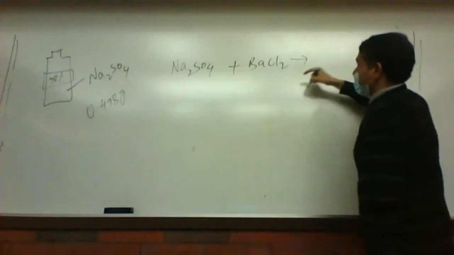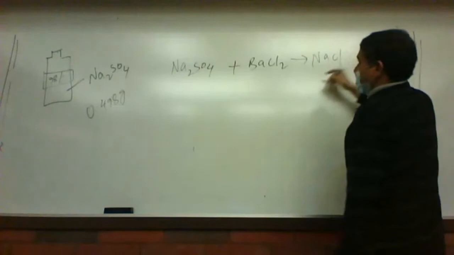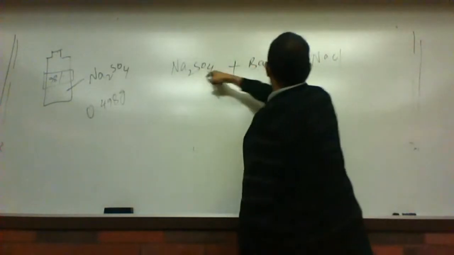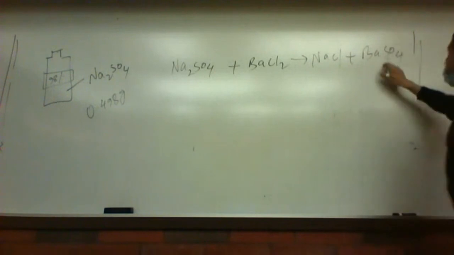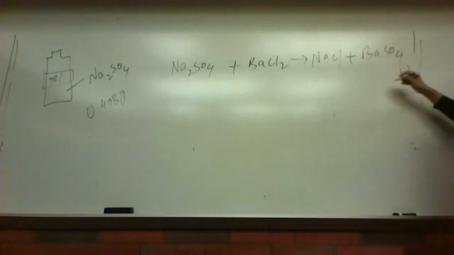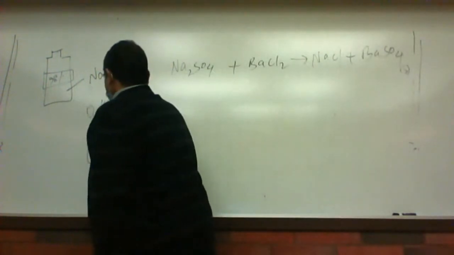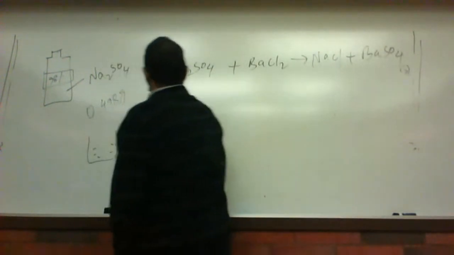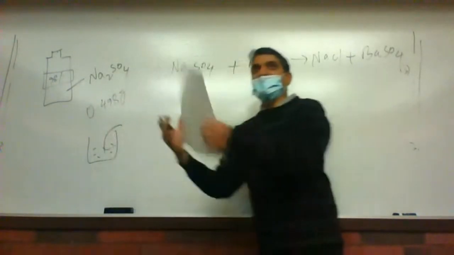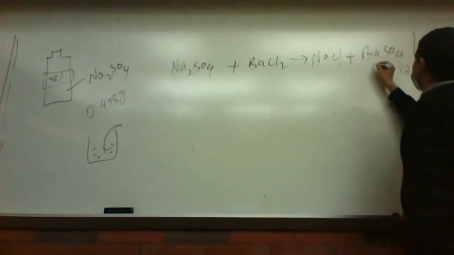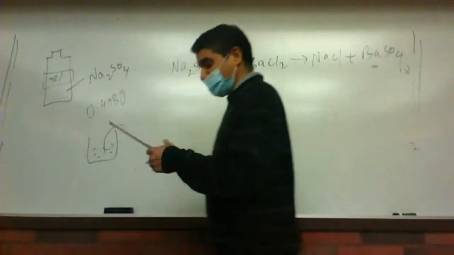This is barium chloride, and in the reaction they just exchange positions. Na goes with Cl, and Ba and SO4 sit together. This guy, barium sulfate, is a solid. So he took 0.498 gram, put it in the beaker, and added some barium chloride, and the reaction happened. At the end he tried to find how much barium sulfate he got.